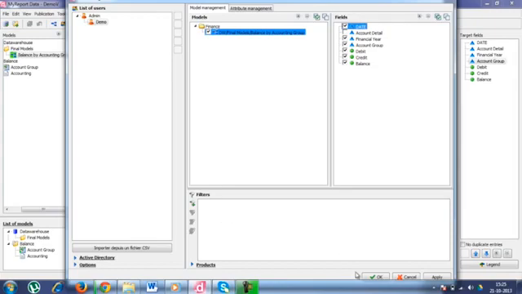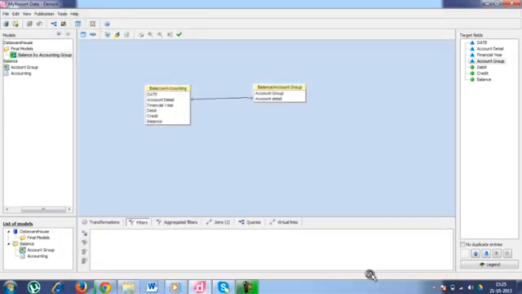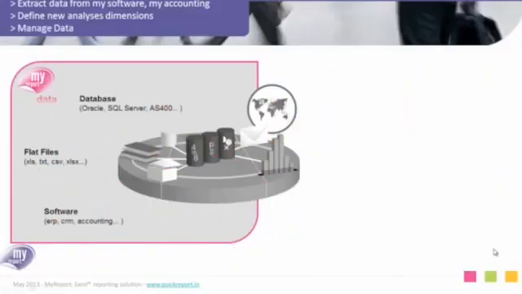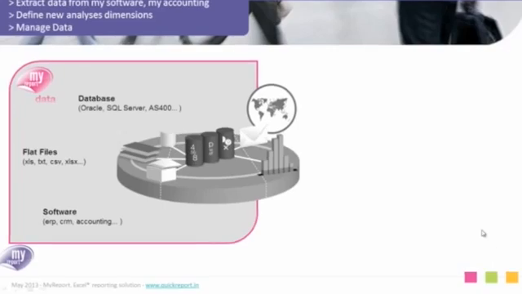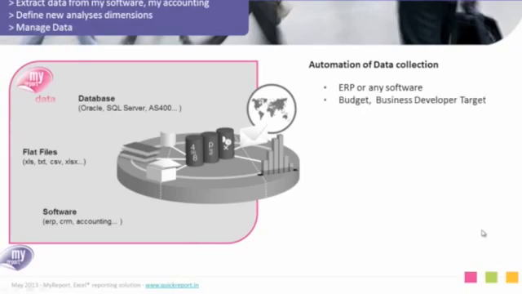So this is how we have just seen in this video how we can collect the data. Through MyReport Data, this is how you can automate your data collection. You can extract the data from any software, any accounting software, or any kind of ERP. You can even extract from your budget or business developer target, like normal flat files and Excel files. In the same way you can define your new analysis dimensions, that is, you can create new data like month, quarter, year, city, etc.